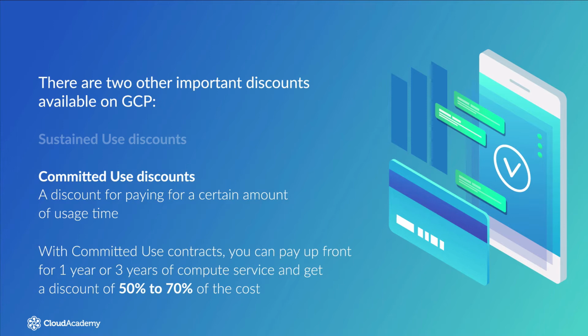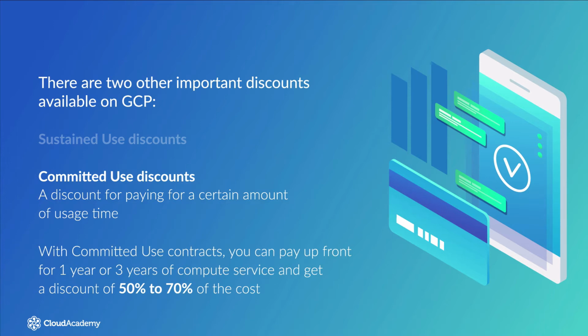With committed use contracts, you can pay up front for 1 year or 3 years of compute service and get a discount of 50 to 70% of the cost. And actually, when I say pay up front, you don't actually pay the full year or 3 years cost right away. The billing is actually still done monthly. So you don't have to worry about some huge, 3 years of compute paying up front.